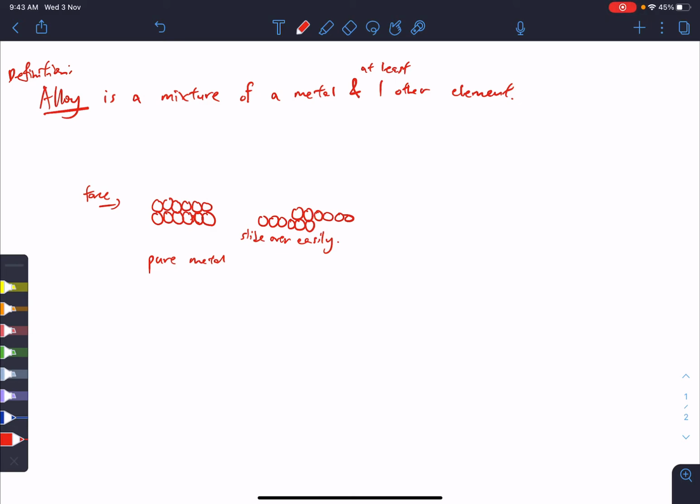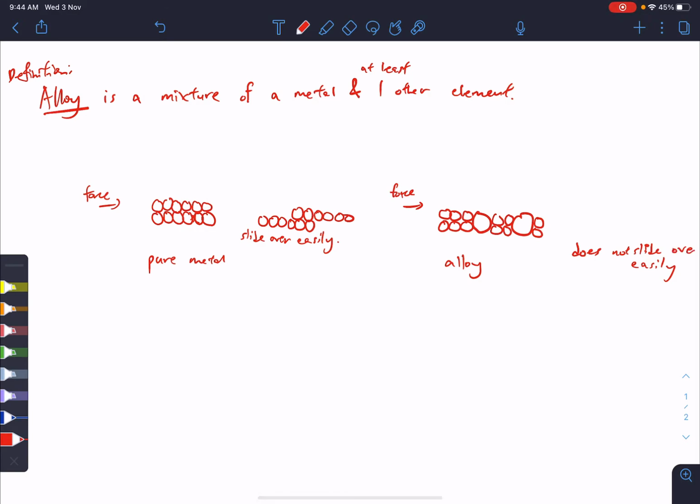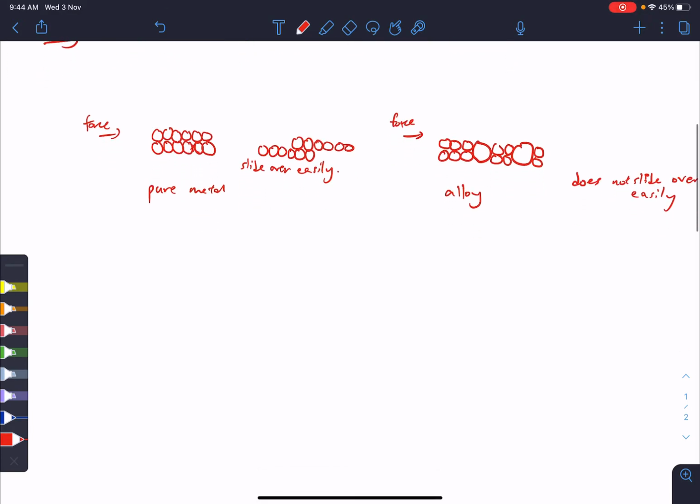But what happens in an alloy? You need to be able to draw this too, they can ask you. If it's an alloy, I will draw something big inside. In this case, when you have a force, it does not slide over easily. Essentially, there are things to block it. So you need to put this into an explanation.